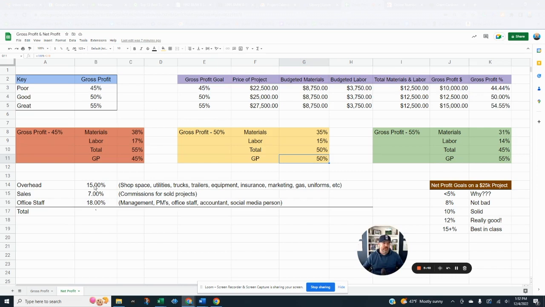Now, some guys throw all the salaries for the office staff up in overhead, and their overhead is 30 or 35%. So you can kind of code this however you want. I'm trying to break it down more so it makes more sense, instead of just having one big thing that's overhead of 40%. And that's just what it is.